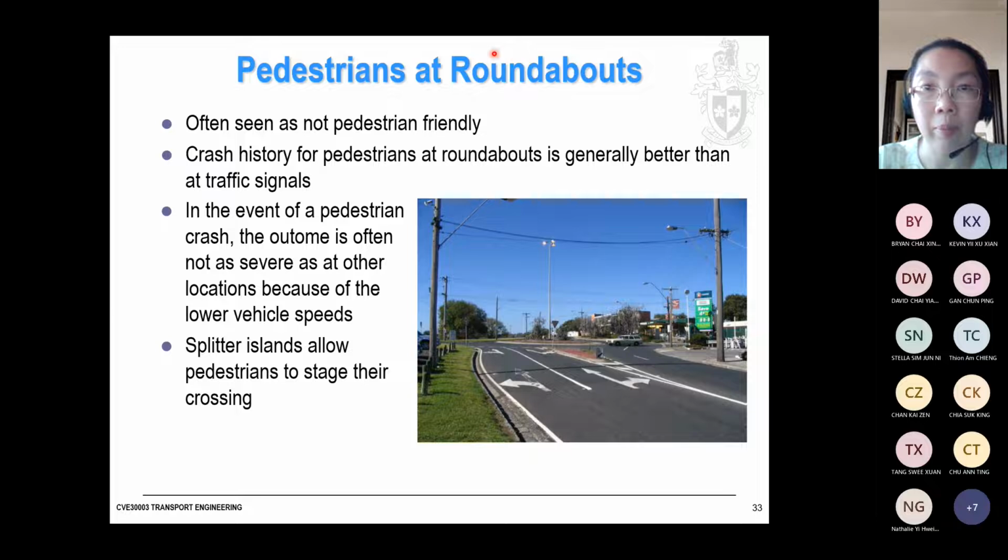And for roundabouts, if you look at this, for Australia the roundabout sizes are typically like this, not very big ones. They allow pedestrians to cross, and the splitter island serves as a shelter area for pedestrians to cross in two stages, one stage and the second stage. But they are often seen as not pedestrian friendly. The crash history of pedestrians at roundabouts is generally better than at traffic signals, simply because the vehicles are moving at a slower speed.